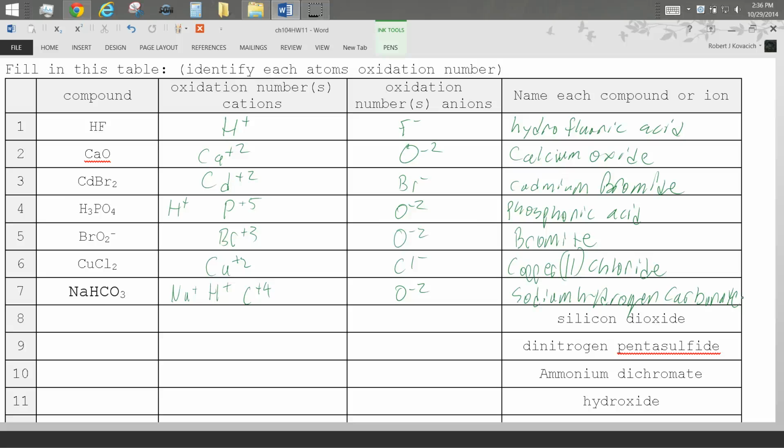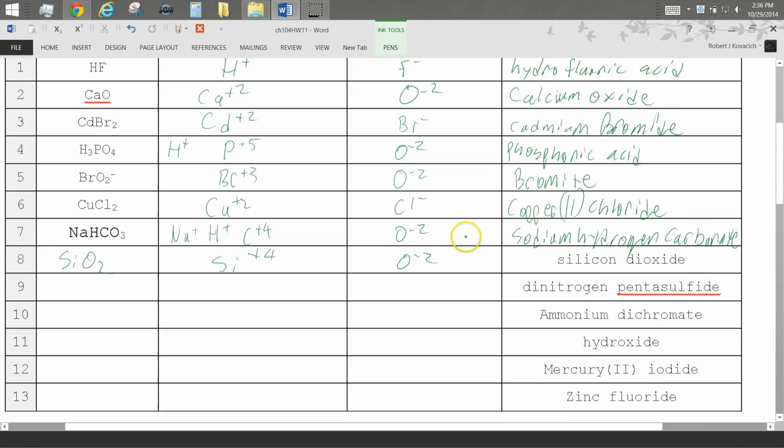Okay, we've got silicon dioxide. So what's the formula for silicon dioxide? SiO2. And then the oxygens are a -2, and then that makes the silicon a +4. What's the common name for that? Sand. Or glass. Yep.